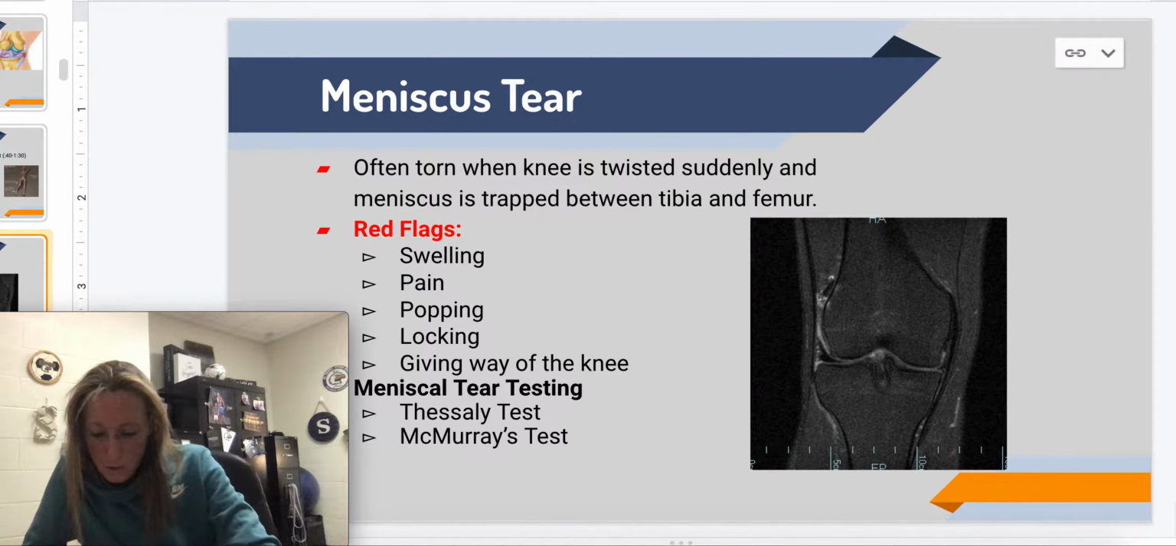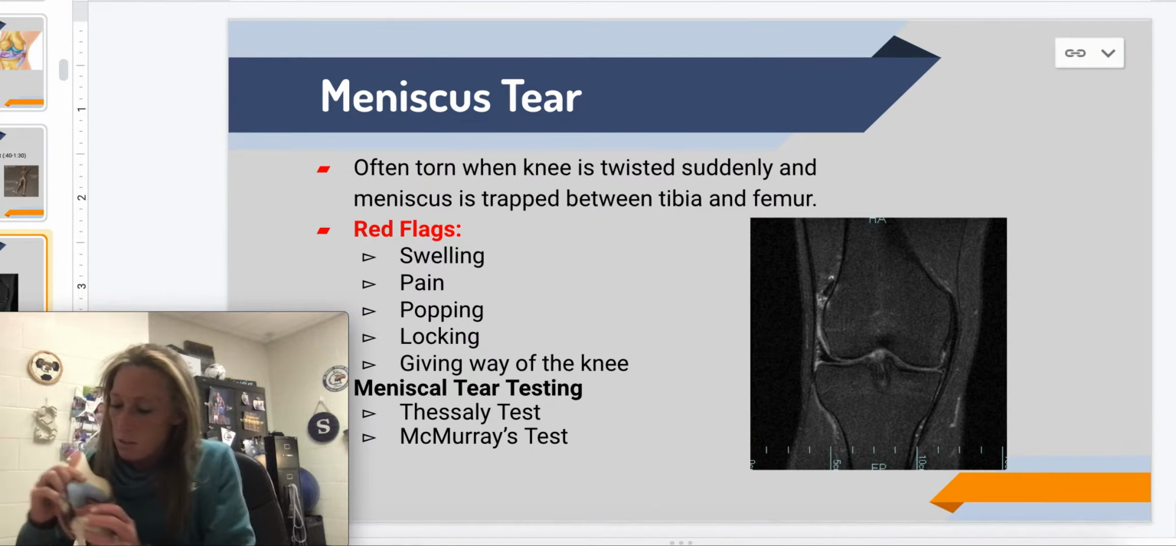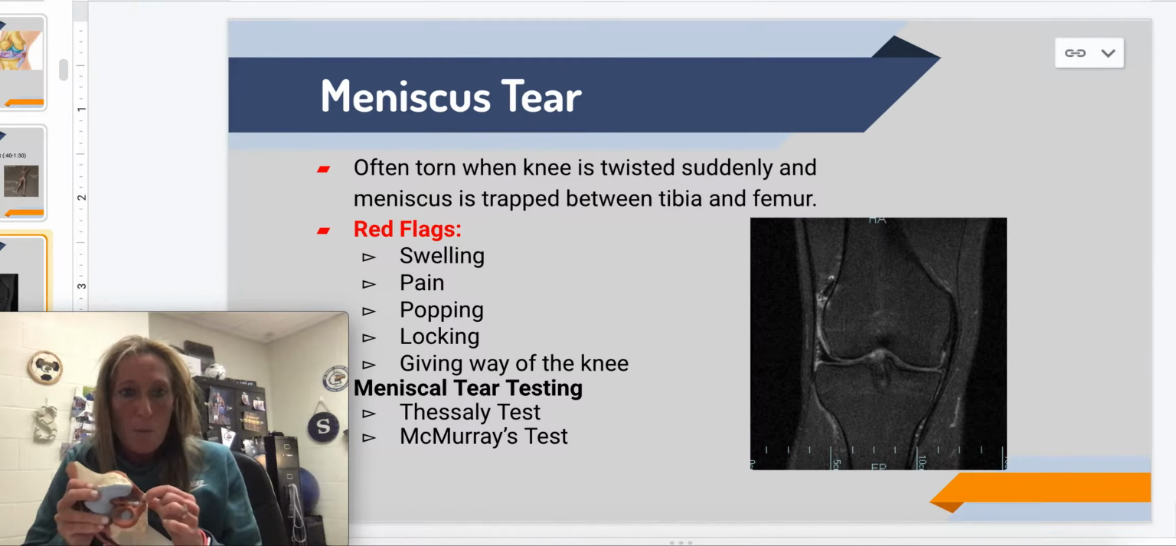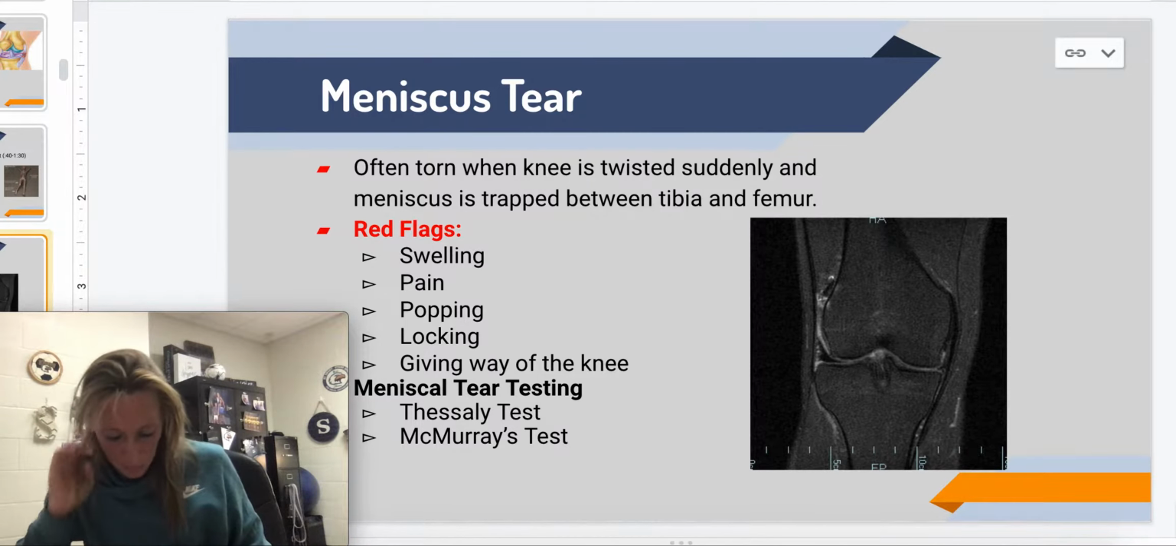So which of the following was a symptom of the meniscus tear? Locking of the knee. If a flap or part of this meniscus gets caught in here, then the knee won't be allowed to move. You won't be able to move it. It'll lock in place.